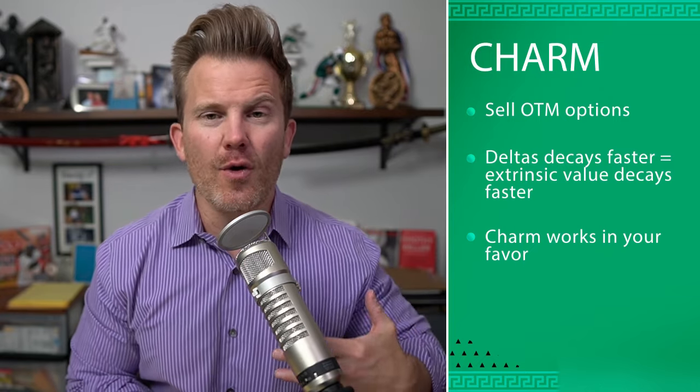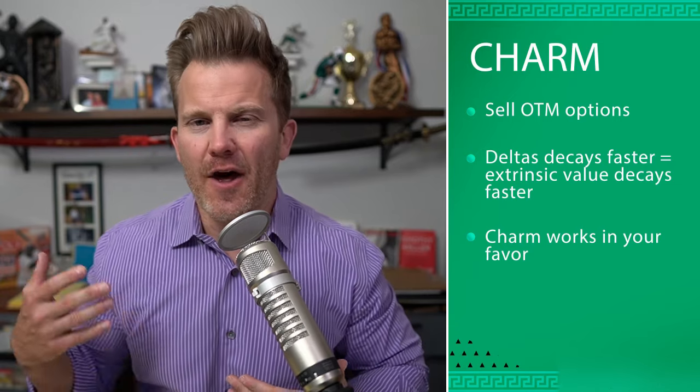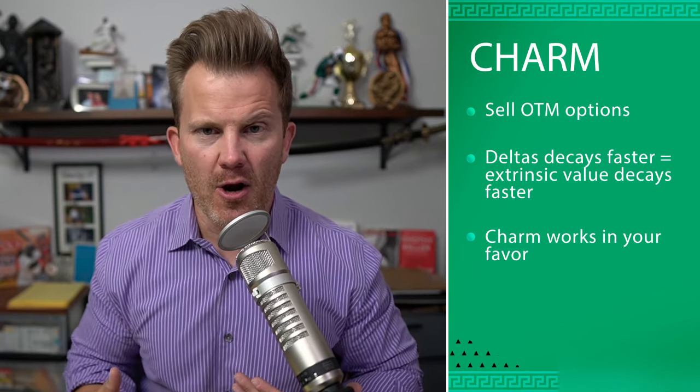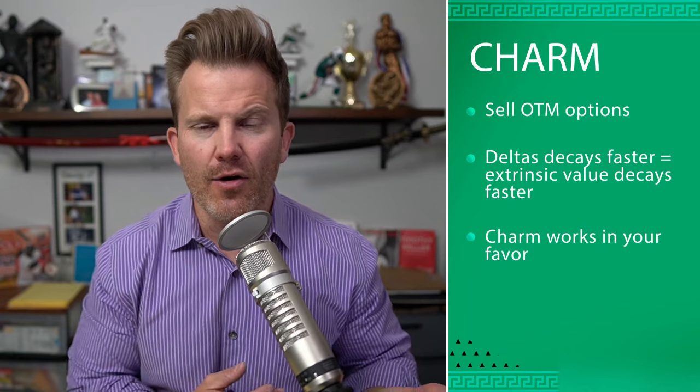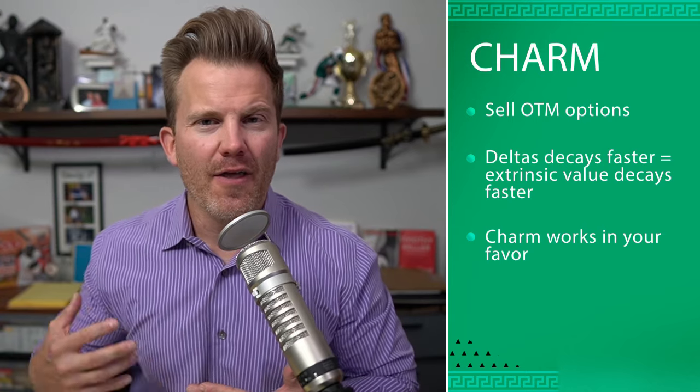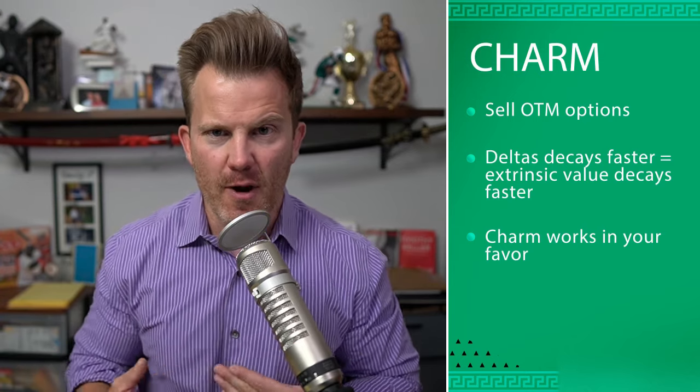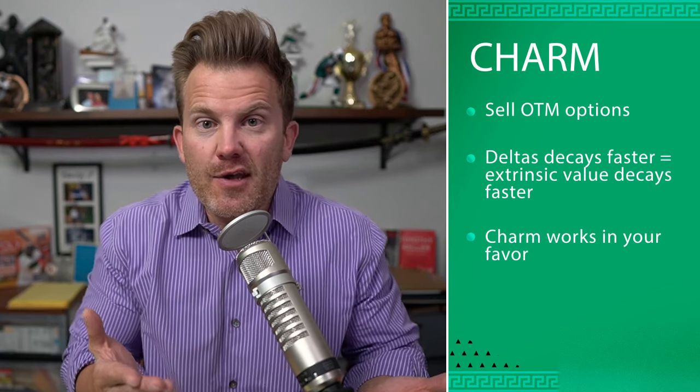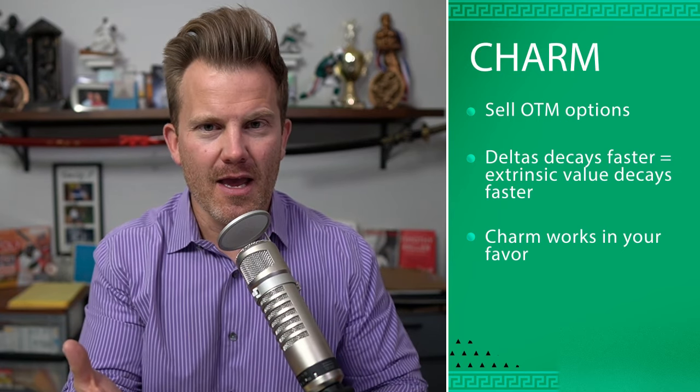For example, if you sell a 10 delta put, that's going to decay a lot more quickly than a 20 delta put, ceteris paribus. You sell a 20 delta strangle, that's going to decay more quickly than a 30 delta strangle, ceteris paribus. This is a positive thing. This is a good thing. This is a gimme, if you will.